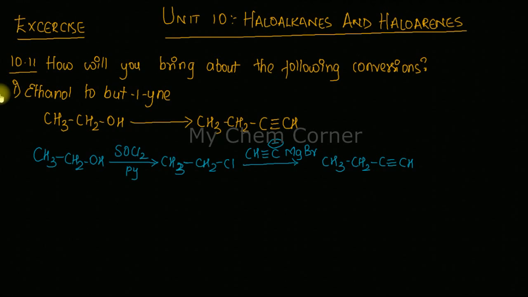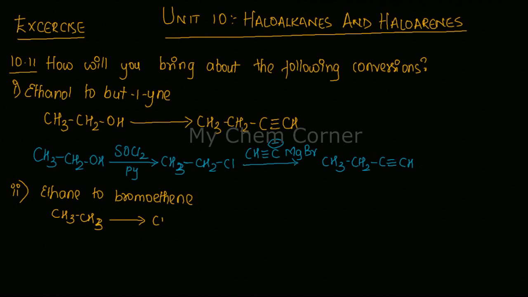Probably you can find various other methods, but we are only going to stick to the ones that are there in our syllabus. Alright, now next, the second one is ethane to bromoethene. So when I say ethane to bromoethene, it is CH3CH3, which will give ethene with a bromine atom. So I'm going to maintain one double bond as well as a bromine atom in it.